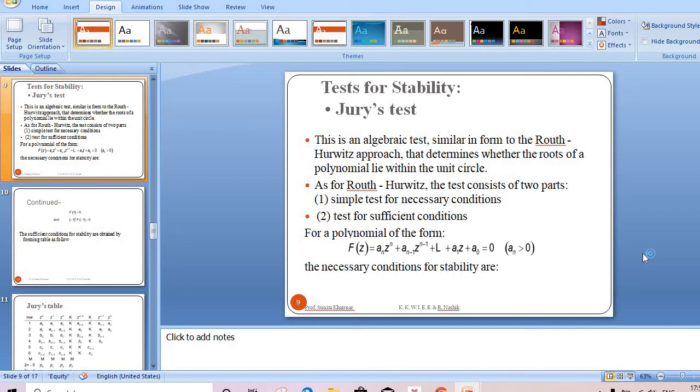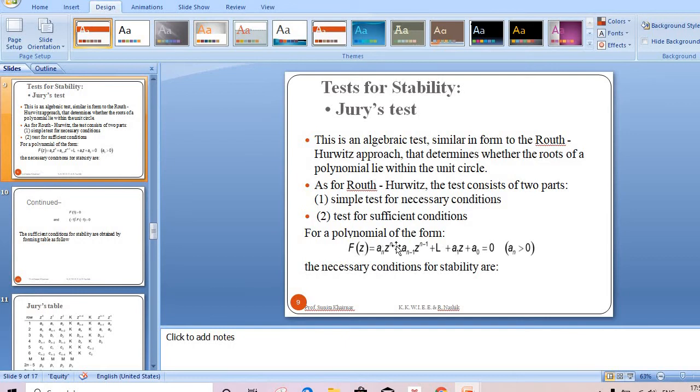We will see the test for stability given by Jury. There are two tests. In this lecture we will see what is Jury's test for stability. This is an algebraic test similar in form to the Routh-Hurwitz approach that determines whether the roots of a polynomial lie within the unit circle. As for Routh-Hurwitz, the test consists of two parts: first, a simple test for necessary conditions, and second, a test for sufficient conditions.